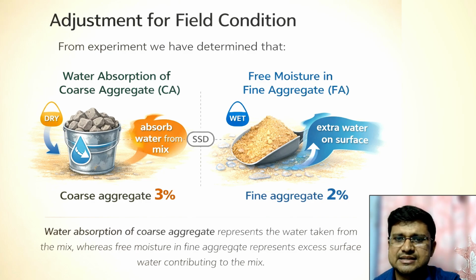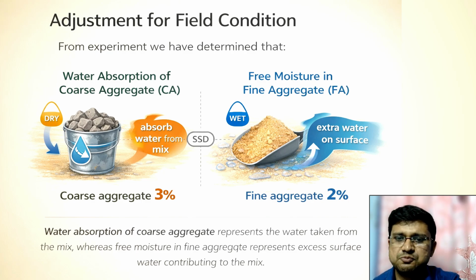So if the coarse aggregate is dry, it will absorb water from the mix. Therefore, we must add extra water. Now for the fine aggregate, it normally contains moisture. If the moisture is more than its absorption, it will give water to the mix. So in that case, we must reduce some water. So remember the simple logic: dry aggregate absorbs water, so we have to add more water.